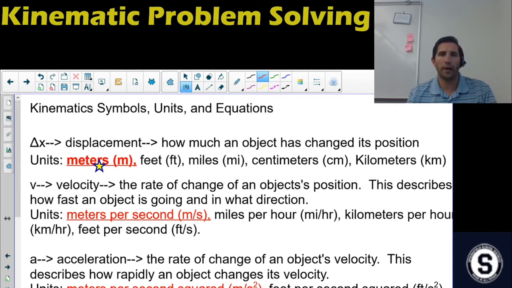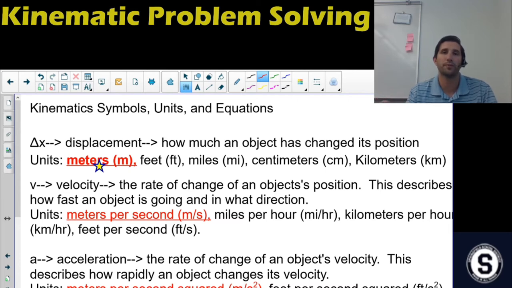So when we start out, the first and most important thing when we go through these is to make sure that we know what the symbols mean. All right, we know what delta x and v and a and t mean, and what units are on each of those measurements, so that we can pick that apart in a problem.